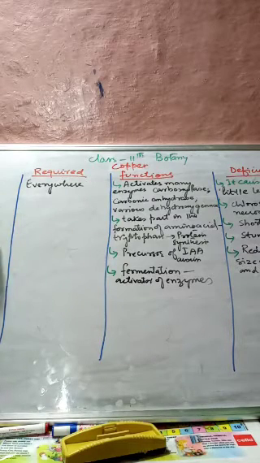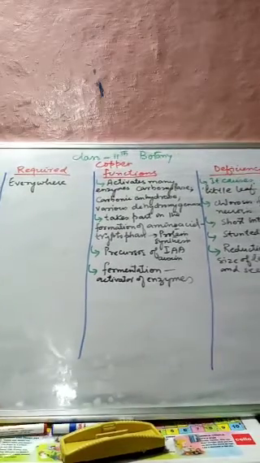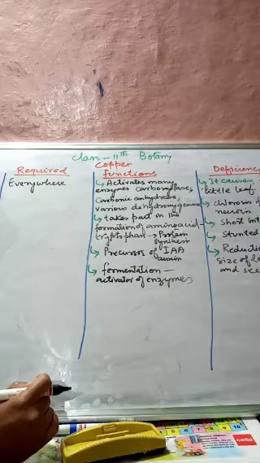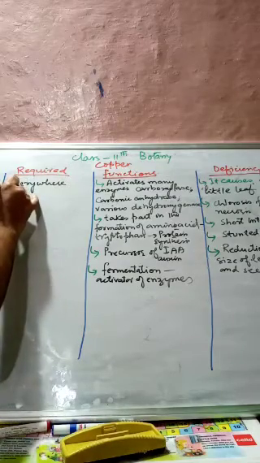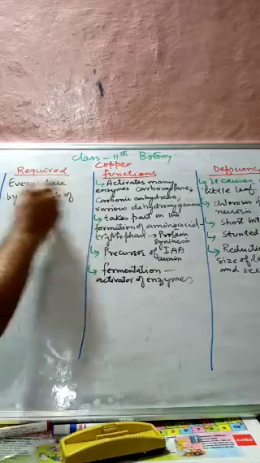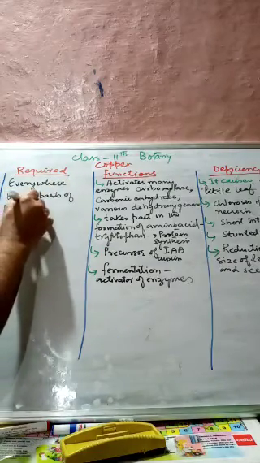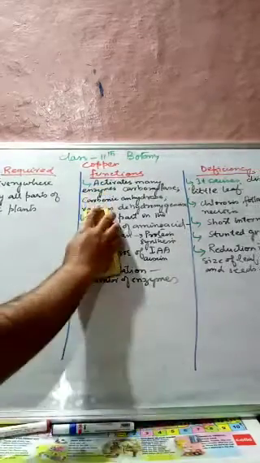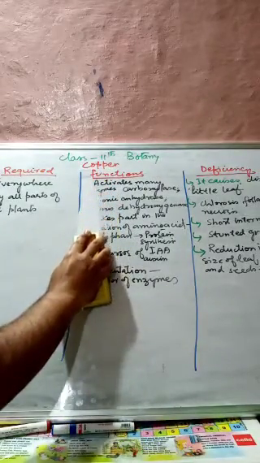Cupric ion, this copper. And where is it required? It is required everywhere. It is required by all parts of the plant. That is the second point. Now, see the functions.